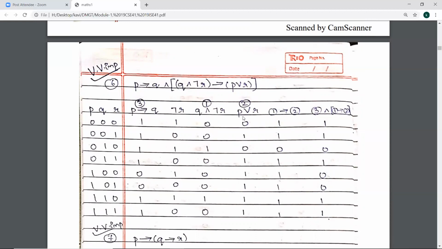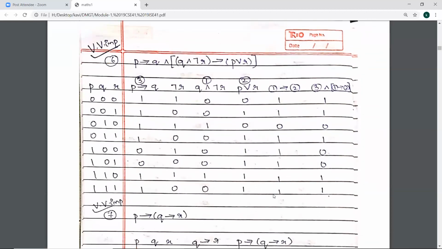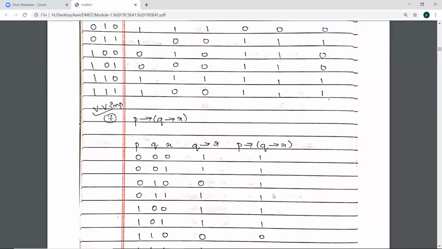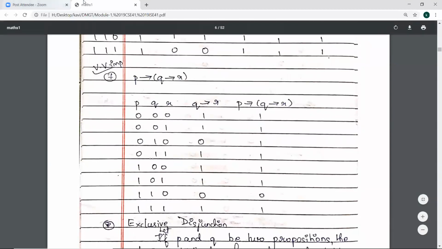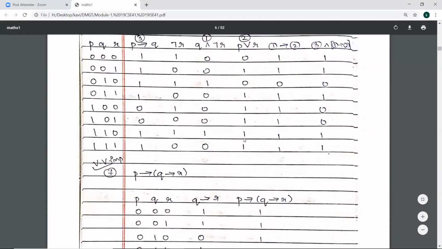Likewise find for P, R, then 1 implies 2. So here I consider this is 1, this is 2. So 1 implies 2, and 3, and 1 implies 2. So this is the truth table for the given compound proposition. So next problem also you can practice. So these are the basic concepts in logic.